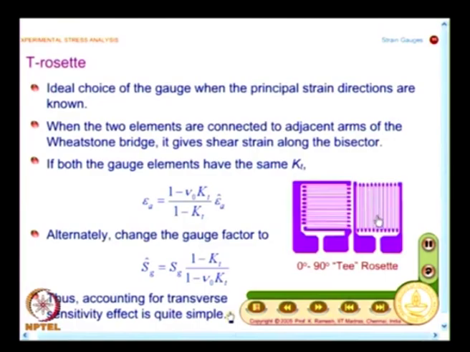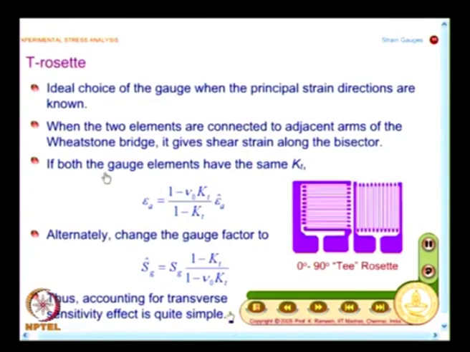There are also special occasions where I can connect these two strain gauges on adjacent arms of the bridge, then it functions like a special gauge to measure shear strain. We will take this mathematics in the next class. So, you also have special occasions where you connect the strain gauges in one Wheatstone bridge on adjacent arms.